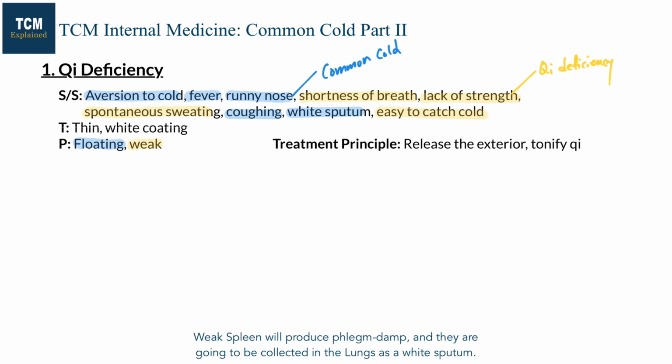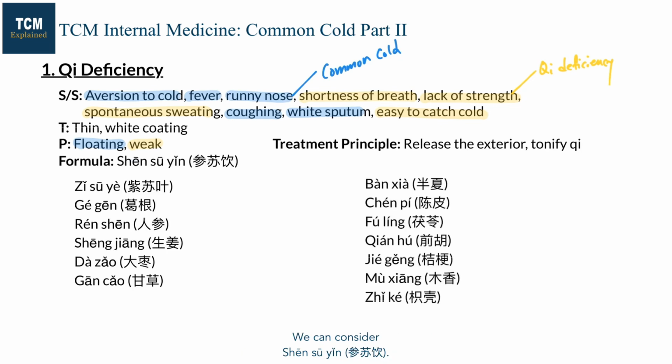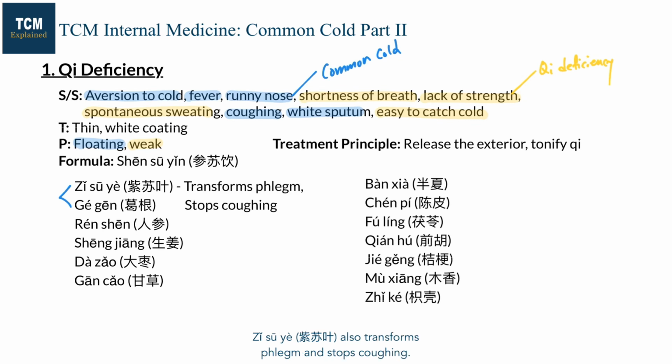Weak spleen will produce phlegm damp, and they are going to be collected in the lungs as a white sputum. So we are tonifying Qi, but at the same time, we also need to transform phlegm. We can consider Shen Su Yin. Zi Su Ye and Ge Gen release the exterior. Zi Su Ye also transforms phlegm and stops coughing.